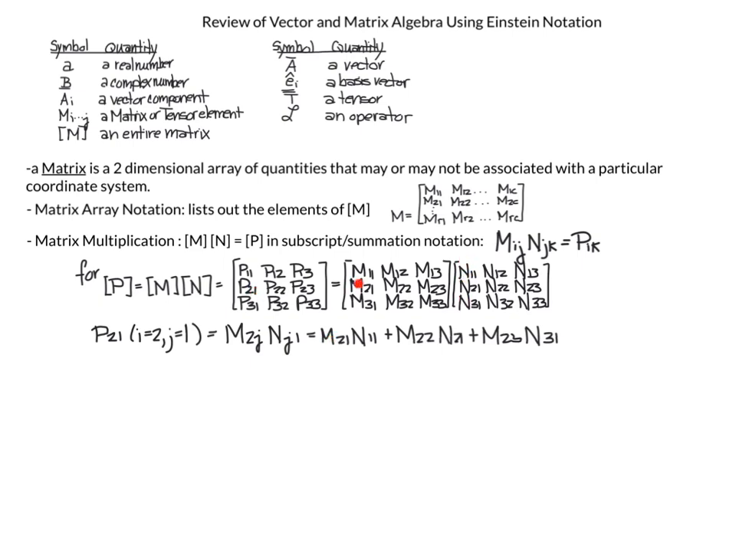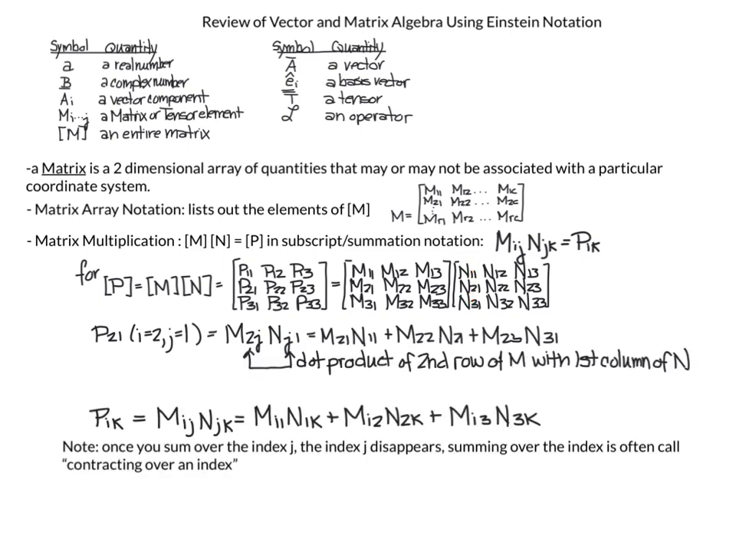So here's the first row of M times the first column. So you have M21, N11, M22, N21, M23, N31. So when you're looking at the row, you're going to hold the i element constant at 2 for the second row, and you're going to let j go from 1 to 3. Whereas in N, you're going to let the row go from 1 to 3, and you're going to hold the column at 1.